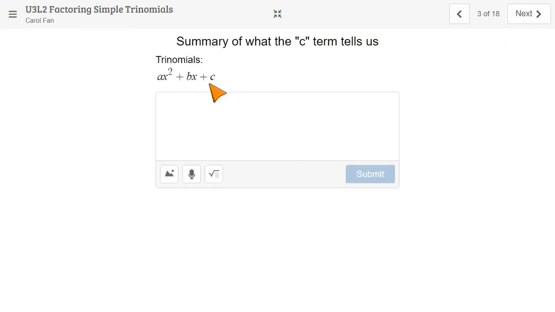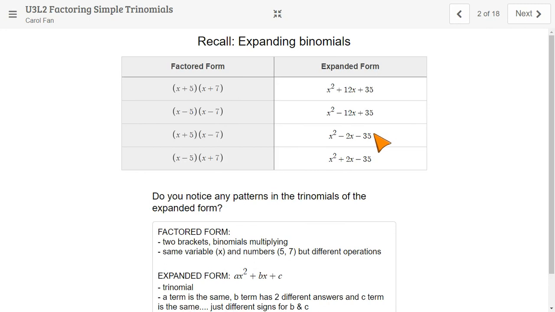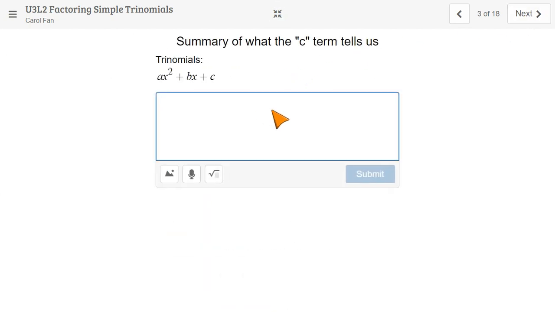Now the C term actually tells us quite a bit about the binomials. You'll notice that when we have a C term that's negative, we go back to the factored form, and you see that in the factored form, we have one positive, one negative, or one negative and one positive. So we've got mixed operations. So the first option: when C is a negative, the two binomials have mixed operations.